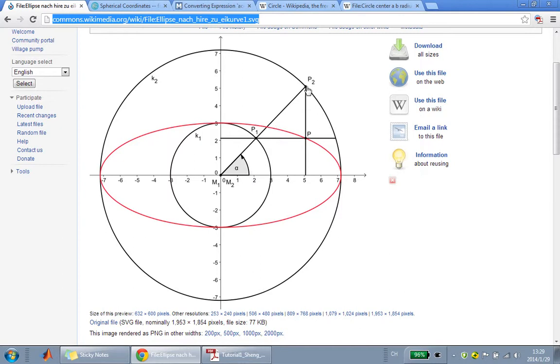Let's say there's another straight line which passes through P2 and is also perpendicular to the x-axis. And there's another line which passes through P1 and is perpendicular to the y-axis. Okay, and the intersection of these two straight lines is P.